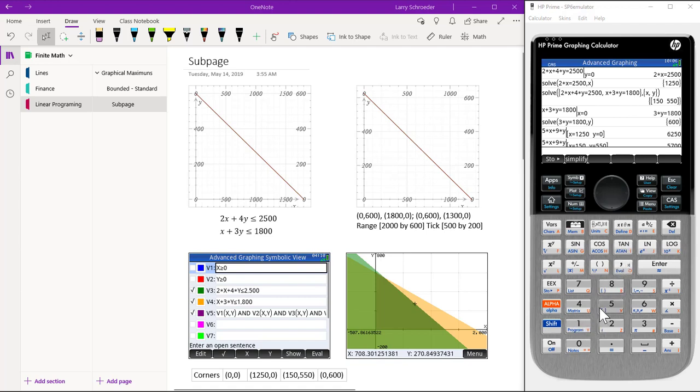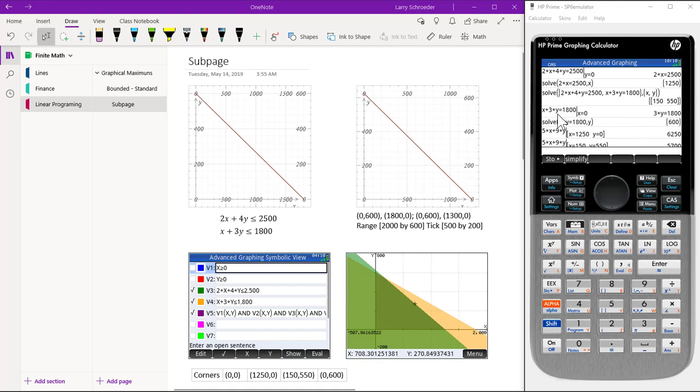To clarify, for the list operator we used the brace key, which would be shift 8, and for the matrix operator we used the bracket key, which is shift 5. We did not use the list or matrix function. We used the braces and the brackets themselves in the solve. We copied this corner point down and then went back to figure out our last corner point.